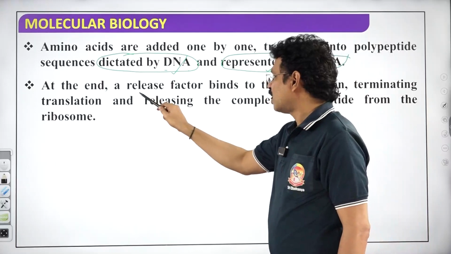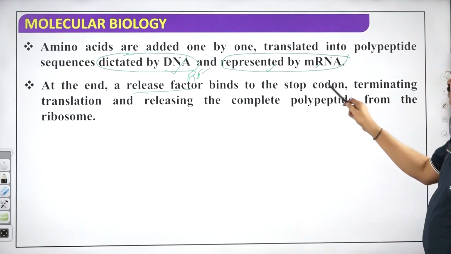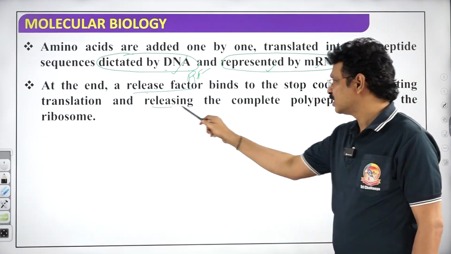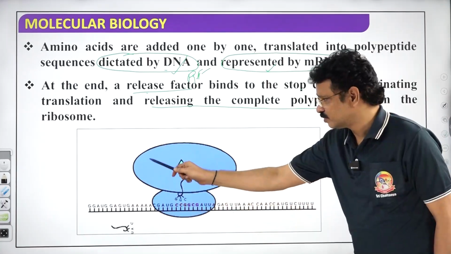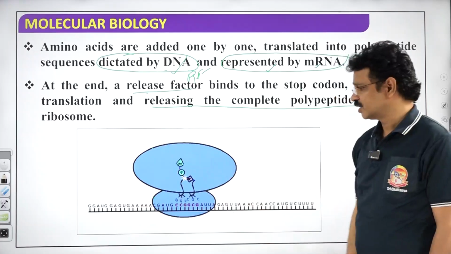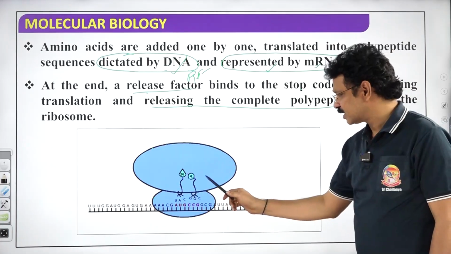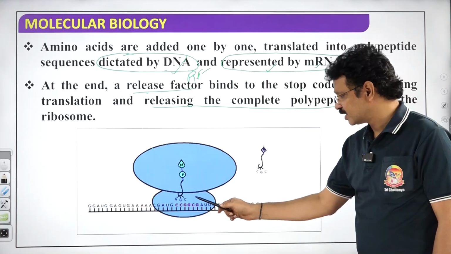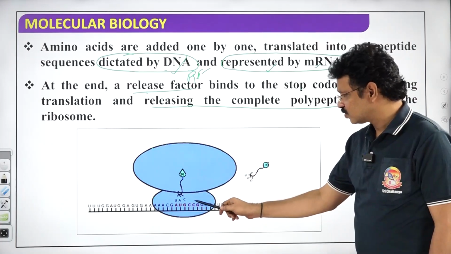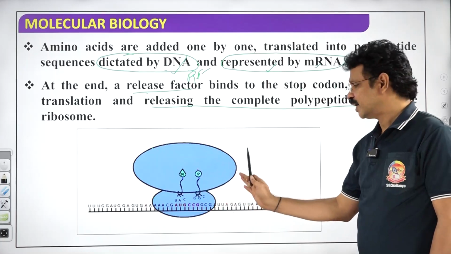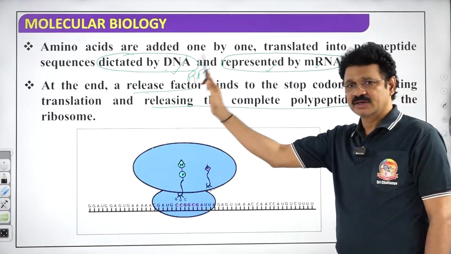At the end, one RF factor is involved. RF is the full form of releasing factor. It binds to the stop codon, terminates the translation and releases the entire polypeptide chain from the ribosome. Observe here, it is the mRNA, the small unit of the ribosome, and this is the large unit of the ribosome. Each tRNA molecule reads a triplet codon and, at the same time, can carry one amino acid. The newly carried amino acid is added to the existing amino acids. Then, from codon to codon, the length of the polypeptide chain increases by the addition of new amino acids. That is the meaning of elongation of the polypeptide chain, the third step in the translation program.